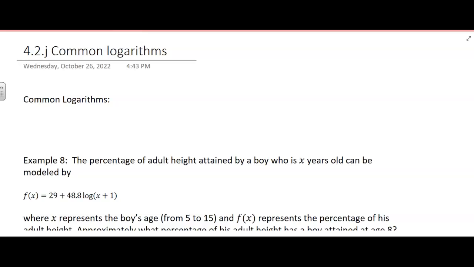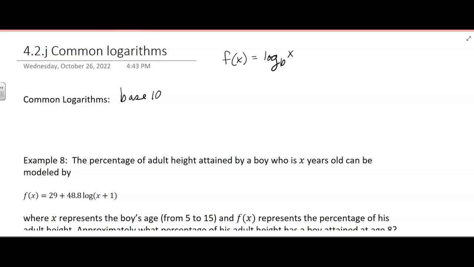Okay, so we have what are called common logarithms, and common logarithms mean base 10. They're so common, ones that we use a lot, and kind of like a square root when you don't have to put the index, with a common logarithm, you don't have to write the base. Okay, it's understood.